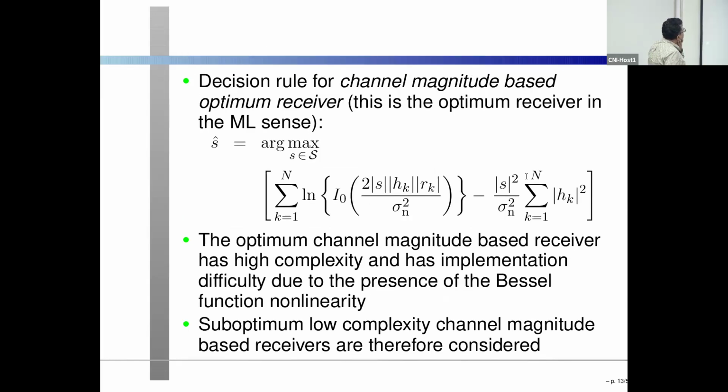Right. So next is the channel magnitude based receiver. Okay. So here we have knowledge of mod of h1 to mod of hn and mod of R1 to mod of Rn. And of course the channel statistics. So this looks very different. Here you have to take the argmax of the natural log of this modified Bessel function of 0th order and first kind, and this is the argument of that, and then minus a bias term.